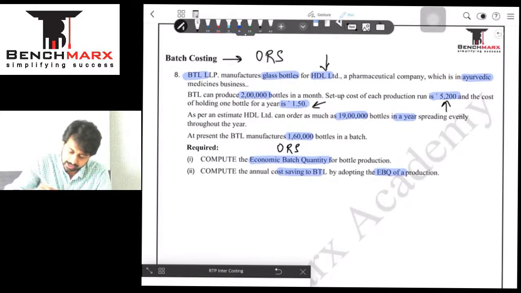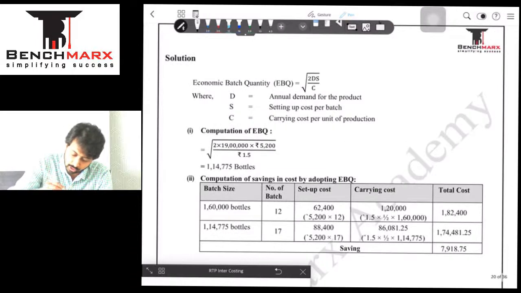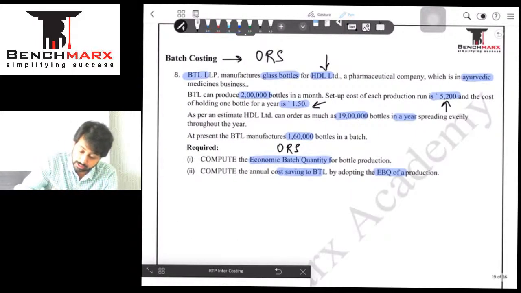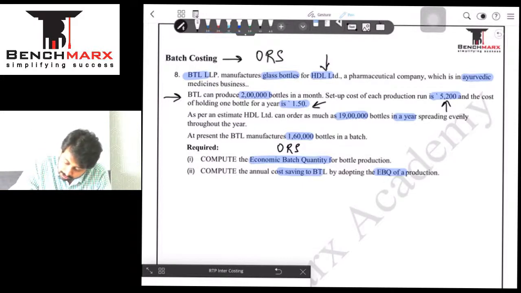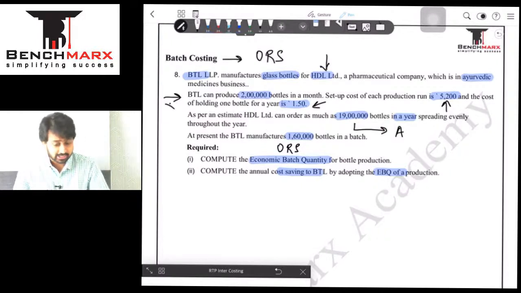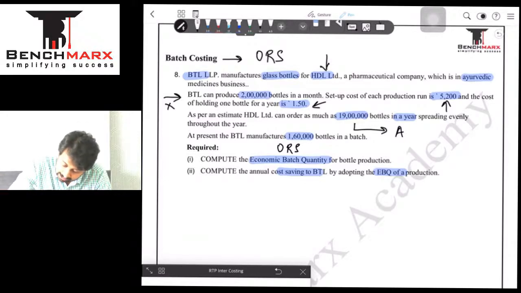So let us start. I can say that my annual requirement is 19 lakh. Oh, I said it wrong. I said that this 2 lakh into 12 is A, but my A is annual demand, not the production. It was my mistake, I saw the 2 lakh figure. 2 lakh is the production, but my A is always annual demand and not production. 2 lakh is only my capacity. So this 19 lakh becomes A.